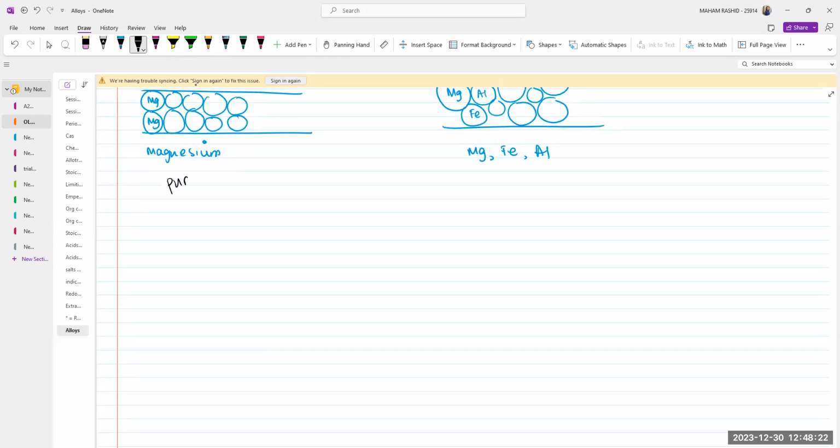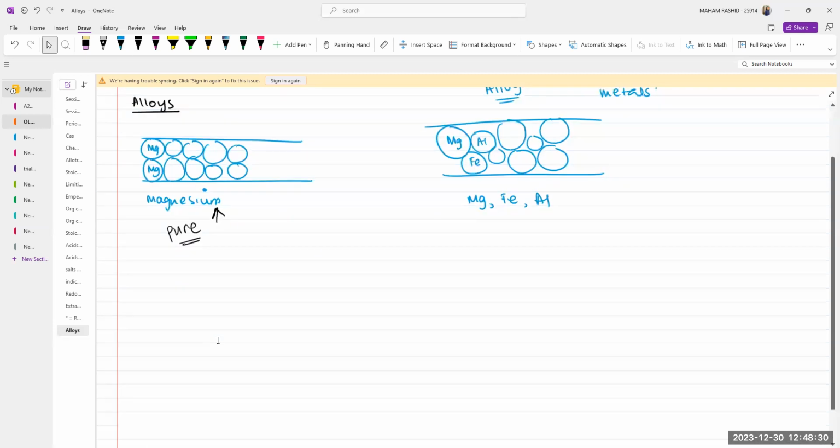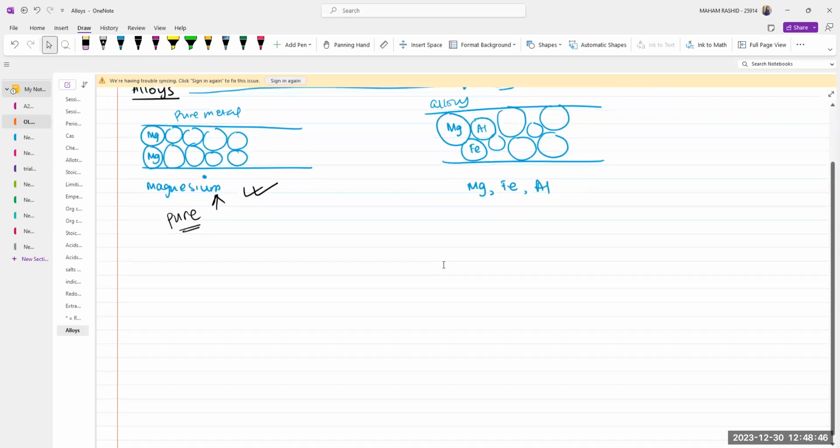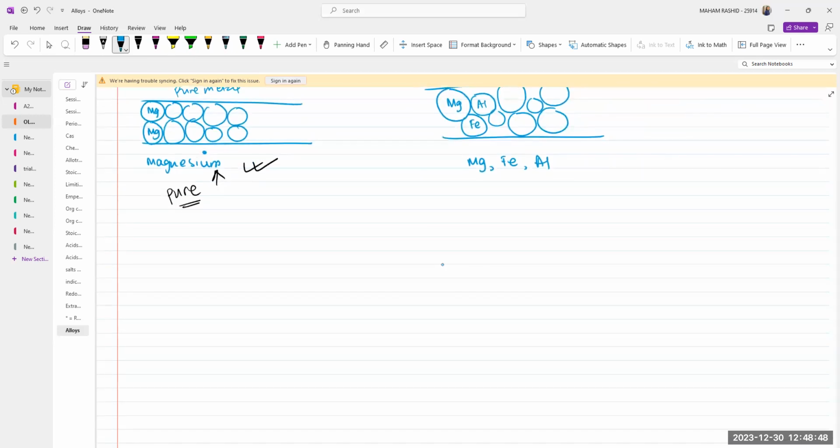Now this we know is pure because this only has magnesium, and the properties of all metals will apply to your pure metal rod. Okay? So this is your pure metal. This, however, is your alloy. Right? Now we know that a metal bar is hard to break, right?